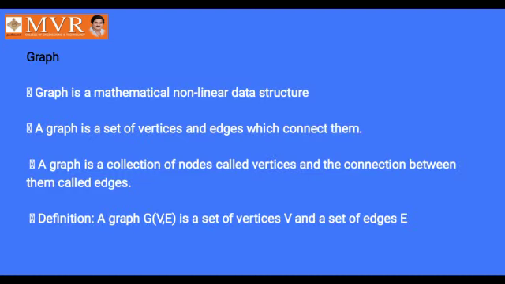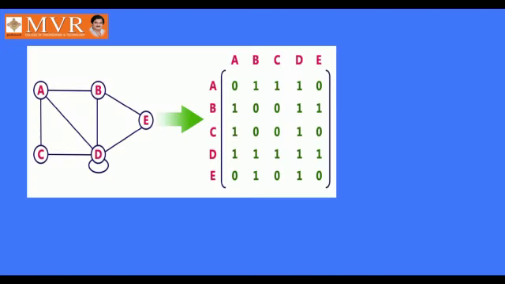Next, coming to graph. A graph is a non-linear data structure. In the graph, we will be having a set of vertices and a set of edges. We can say a graph is a collection of vertices and edges. Coming to the definition, we can say that a graph G(V, E) is a set of all vertices V and a set of edges E. A simple example of a graph is shown here.